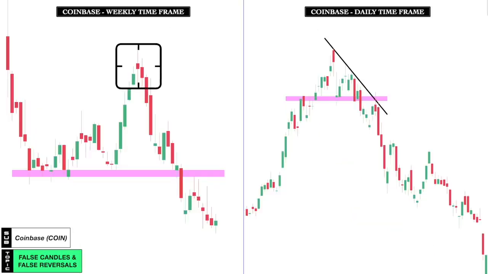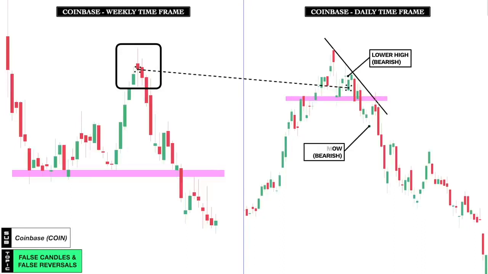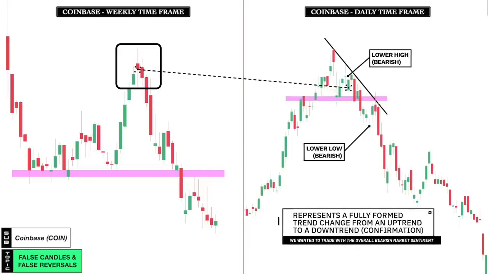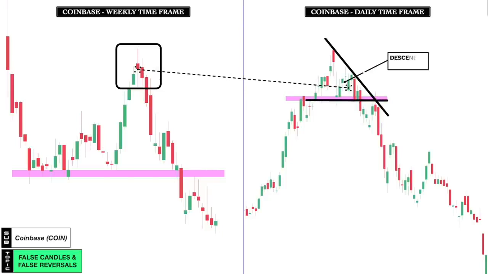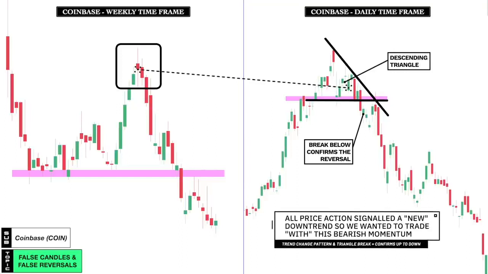So this area here on the Coinbase weekly time frame we just looked at is this same area here on the Coinbase daily time frame. You again had bearish price action through the lower high that formed and a lower low that formed, which represents a fully formed trend change from an uptrend to a downtrend. This is also a descending triangle pattern before price broke below, which is again a reversal pattern from an uptrend to a downtrend. So we were strictly looking for short trades to trade with this new bearish momentum.